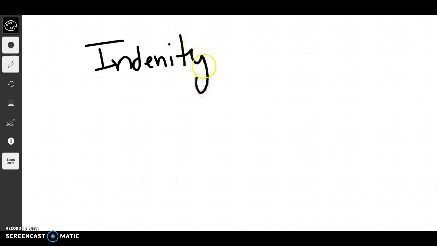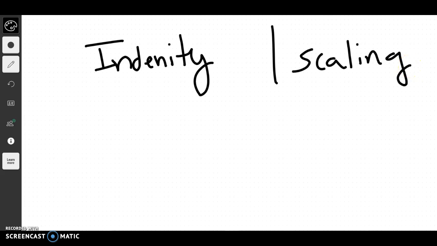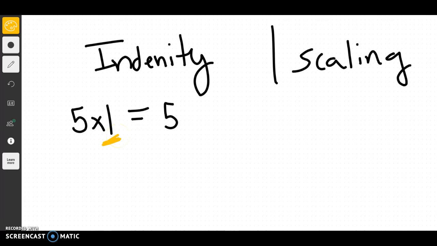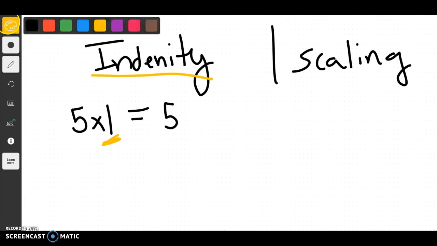Okay, so there are two new things we're going to talk about, two operations. We first want to talk about the identity matrix, and then we're going to talk about scaling. The identity matrix is the matrix that we use to times by 1. You know how 5 times 1 gives you 5? You always want to have some number that when you times by something, you get the same output. That's what we call the identity matrix. The identity matrix looks like this.